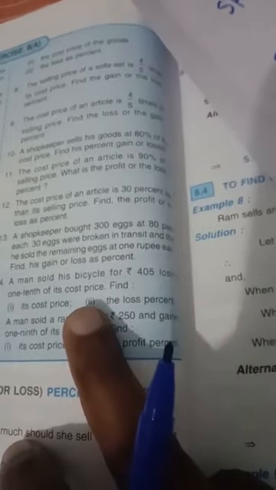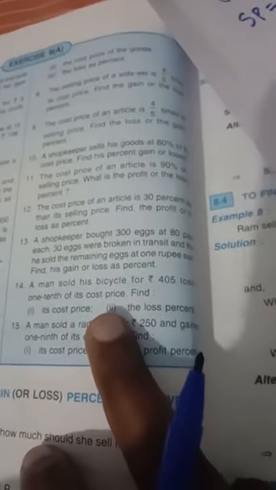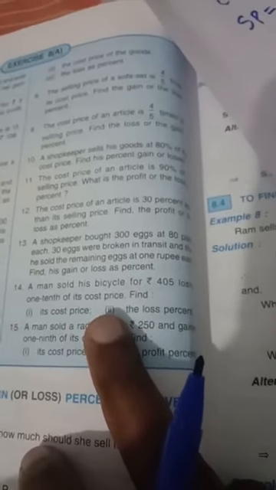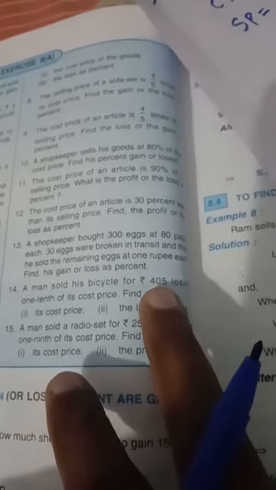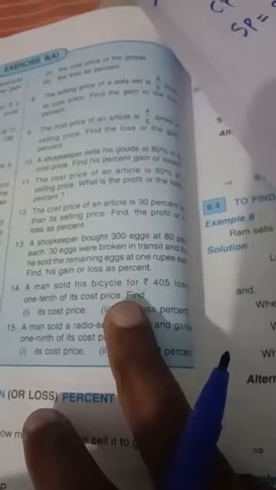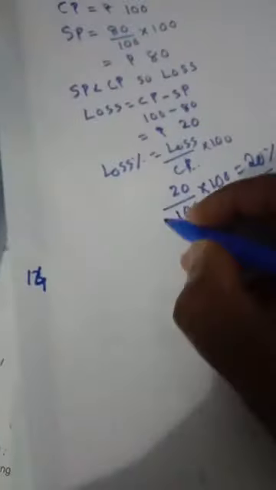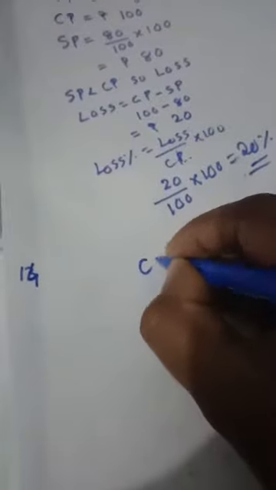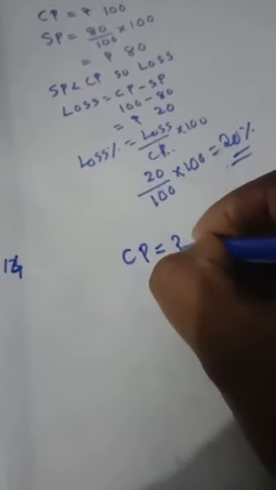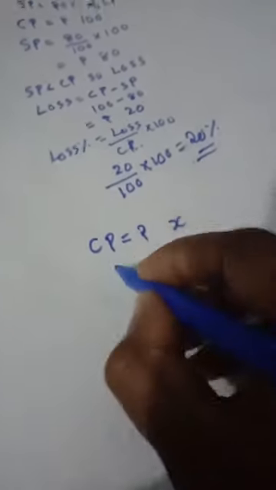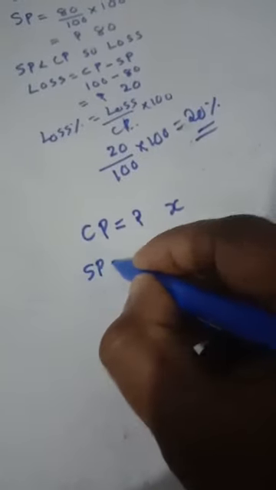Then how to find CP? Let CP be equal to X. Don't take it as 100, because here an amount is given. We could assume CP is 100 in some problems, but here let CP be rupees X. And SP is given.